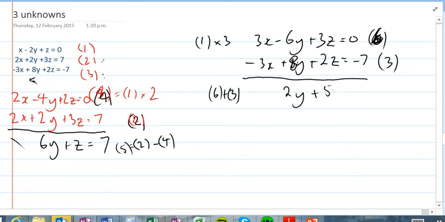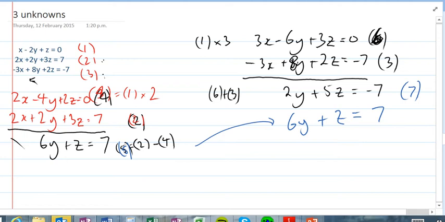2y, 5z equals minus 7. So I've got this equation here, which is 5. And I've got this one here, which is a 7. That's the label that I'm up to. And so you can see now I've got a situation where I'm just going to put this one over here. So I've got 6y plus z equals 7. I've got two equations now, 2 unknowns. So I can use the elimination method to find out what one of those is, the stuff that we've been doing. So that's equation 5.